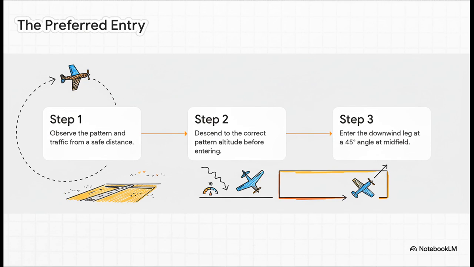Here's the deal. Pilots approach the pattern, they get down to that magic 1,000-foot altitude, and then, this is the key part, they enter at a 45-degree angle to the downwind leg. Why that specific angle? Because it gives the pilot joining the pattern the best possible view of everyone else, so they can spot other planes and just merge smoothly into the flow. It's all about making sure everyone is predictable.